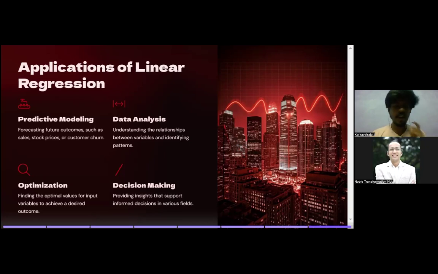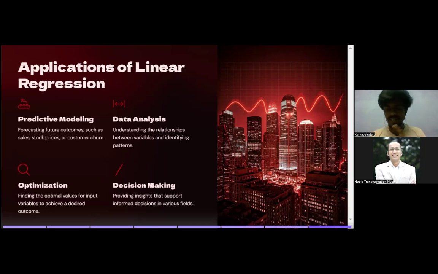Next we have optimization: find the optimal value for the input to achieve the desired outcome. I will put it in a simple way. Y is equal to mx plus c. Y is the output value and x is the input. Based on the values of m and c, you get the y value. You give the input, that is x. M is the slope and c is the intercept. If you tweak those, you get different y values, that is the outcome. So this is optimization: you need to get the optimal values for your coefficients m and c. Then only can you predict the y value as you expected.